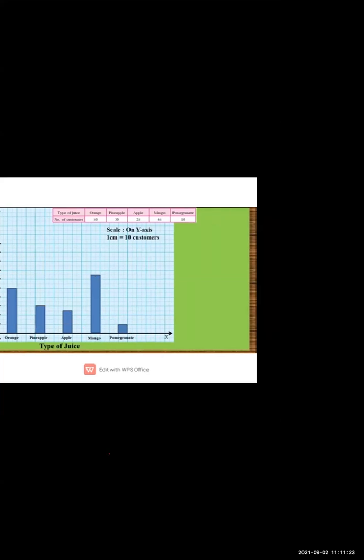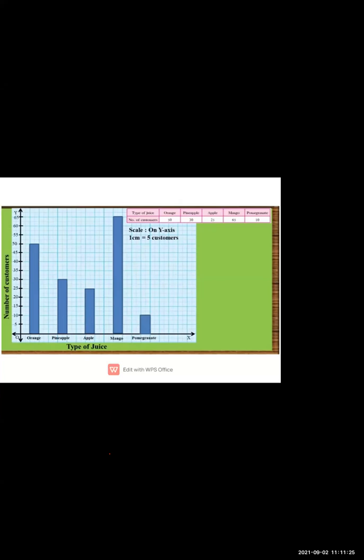Now our second bar graph is 1 centimeter for 5 customers. So here you will mark 5, 10, 15, 20, 25, 30, 35 and so on. It means wherever the y-axis goes, you have to take up to there. The first, orange, is the same data. Nothing is different, only the scale has different numbers. The scale is different, the same data is there.